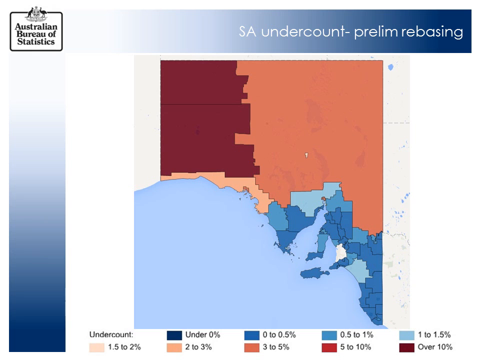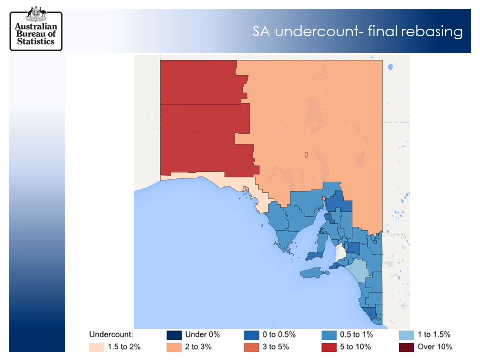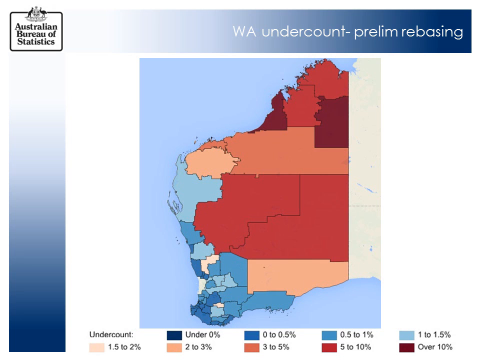And South Australia, preliminary rebasing and final rebasing. So you can see a more even distribution of undercount applied across the state. Out of the whole country, APY lands in the northwest of the state had the largest reduction in undercount, going from 15% to 9%. And in WA, prelim and final.